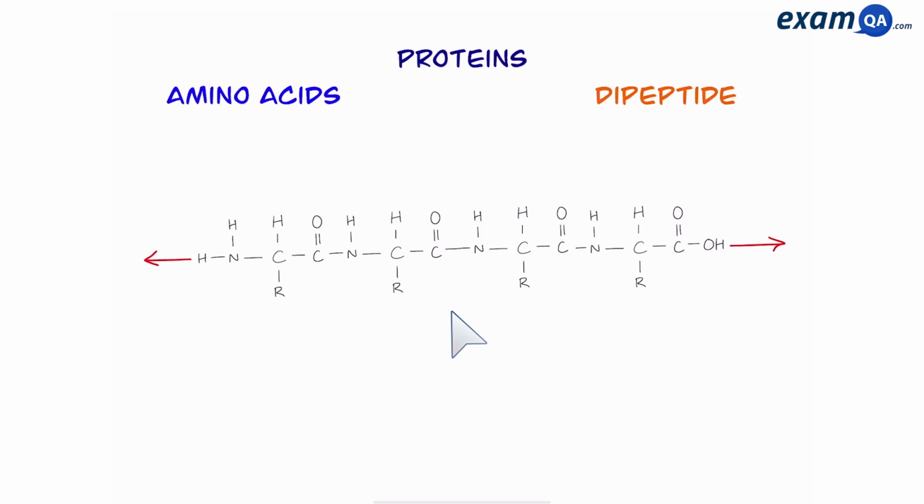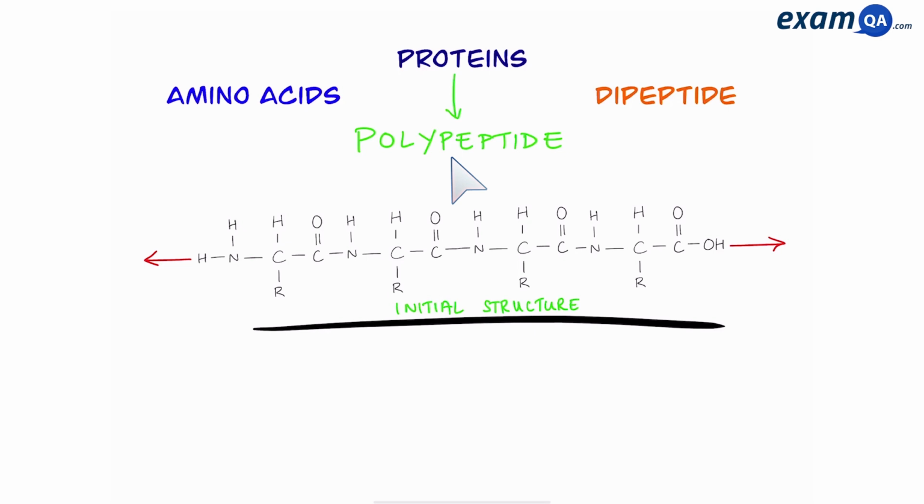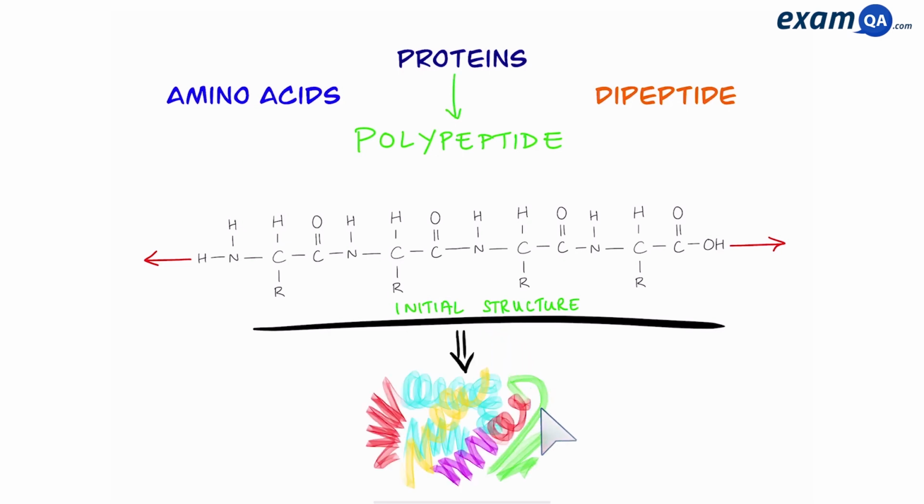You can continue adding amino acids on either side of the dipeptide to make the chain even longer. So, a chain of many amino acids joined together is also known as a polypeptide. Now, let's say this polypeptide has an initial structure of just a simple chain. A protein, however, is much more complicated, and this is what the final structure is most likely going to look like. So, let's see how this simple chain of amino acids ends up looking like this complex structure.